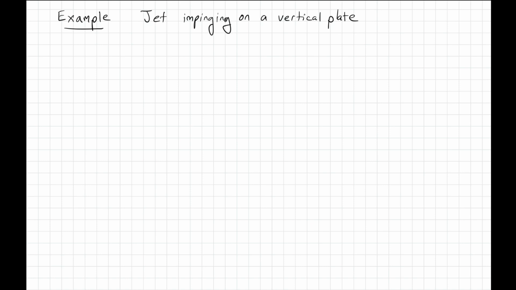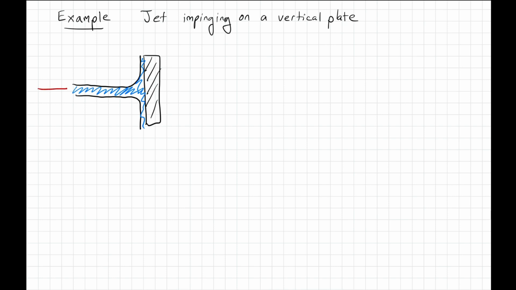So here's the picture. Let's imagine that we have a plate, and we shoot a fluid at it. So we've got some jet of fluid that's traveling from the left to the right and hitting the plate. So let me just call the velocity in this direction.